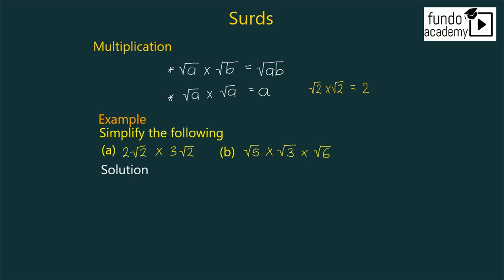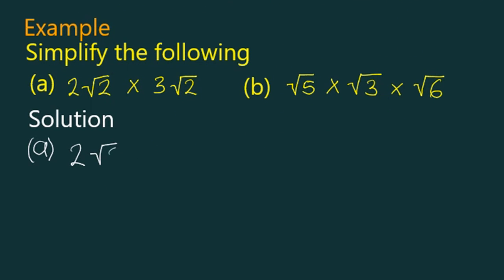Alright, so here's our solution. Let's start with part A. On part A we have 2 root 2 multiplied by 3 root 2. So it's a very simple thing here. What we do is we first multiply the numbers, that is 2 and 3. We multiply the rational numbers first, and we know that we get 6. And next we multiply the surds, that is root 2 multiplied by root 2.